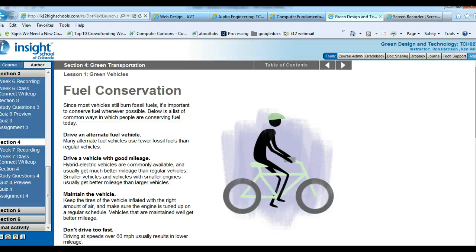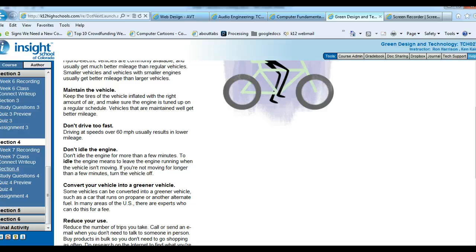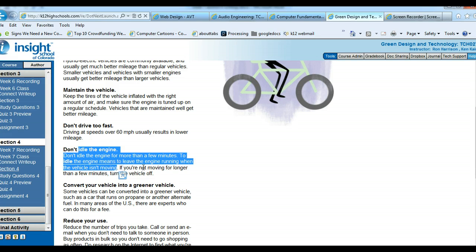Fuel conservation, ways to conserve fuel. Alternative fuel vehicles, we talked about some of those. Drive a vehicle that even burns only gasoline, but make sure it gets like 30-35 miles a gallon. Maintain it well, keep your tires inflated so you get better gas mileage. Better gas mileage means you burn less fuel, fewer pollutants in the air. Don't drive too fast. If you drive over 60 for a long time, you get lower mileage, so then you're burning more fuel, more fumes go in the air, right? Don't idle the engine for very long.